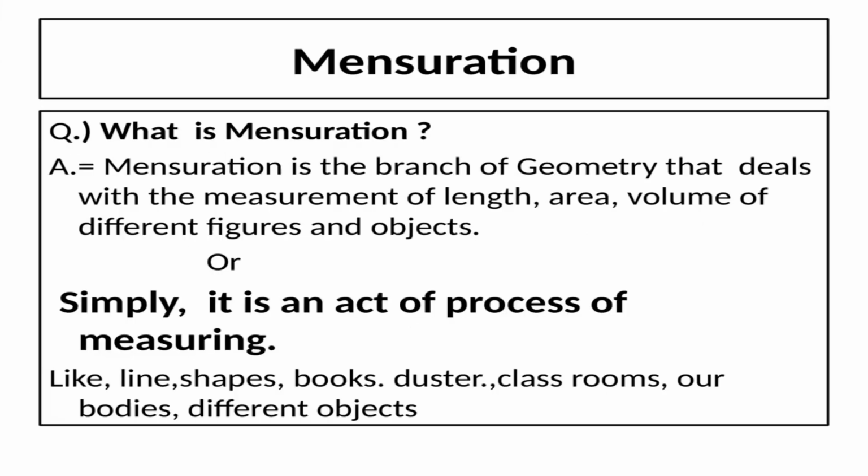Mensuration, we have heard this word many times in many classes. But what is the meaning of mensuration? Here it is given: mensuration is the branch of geometry that deals with the measurement of length, area, volume of different figures and objects which are found surrounding us. Or simply we can say that mensuration is the process of measuring any object, like lines, shapes, books, duster, classrooms, our bodies. Our body is also a combination of different shapes and sizes.